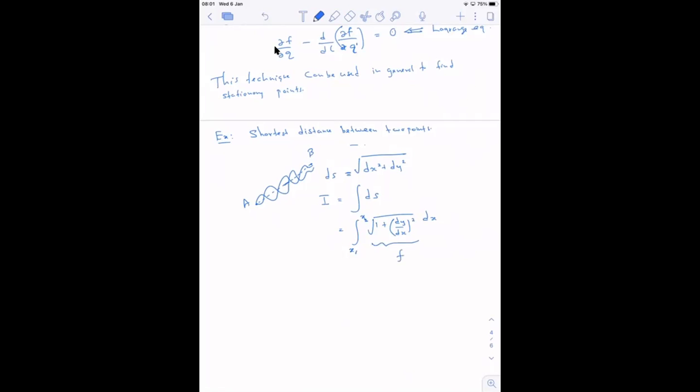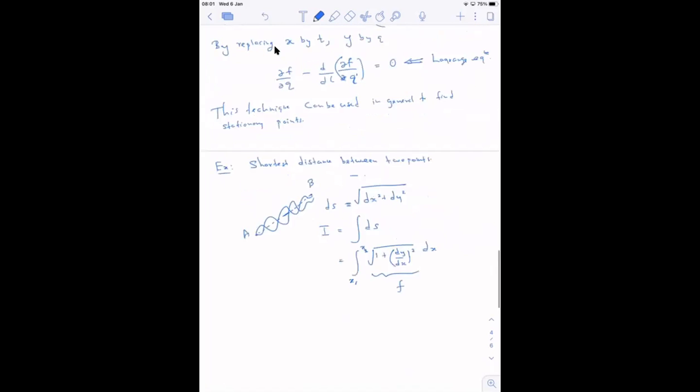You have y dash, but you don't actually have the function y. If you now try to write the derivative ∂f/∂y, since f is in this form, you don't have y dependence there, right? You just have y dash here only. So ∂f/∂y is equal to 0, and then ∂f/∂y dash, y dash being dy over dx.